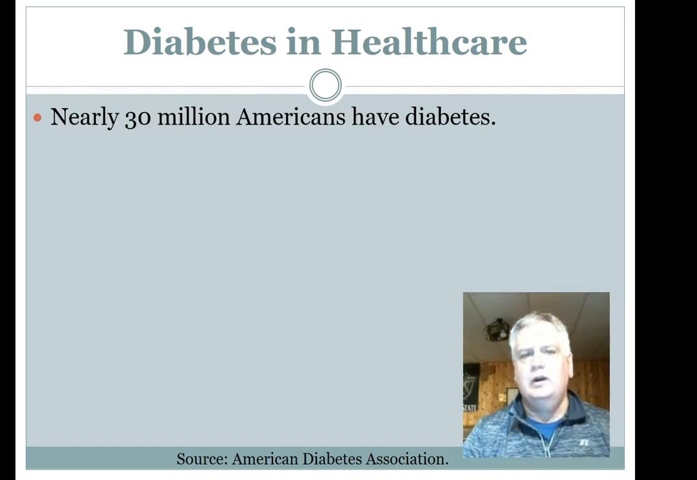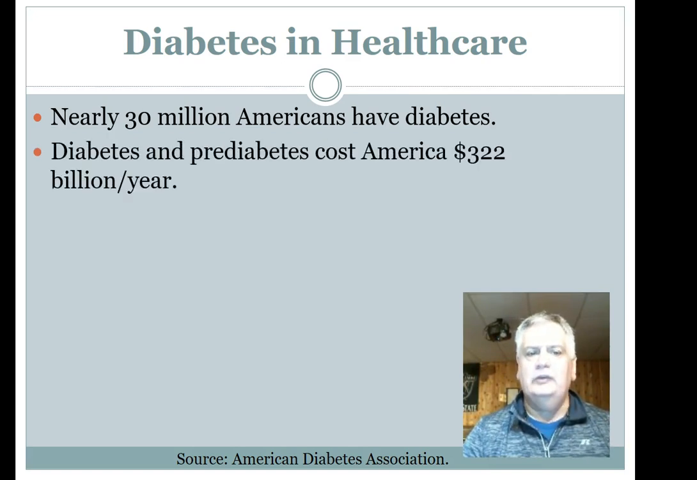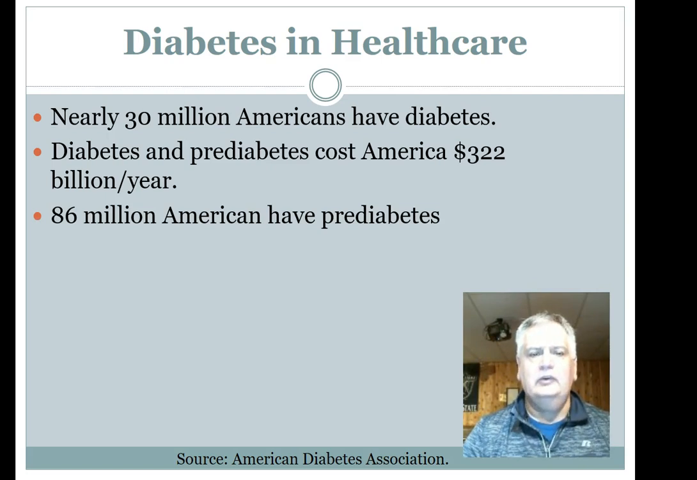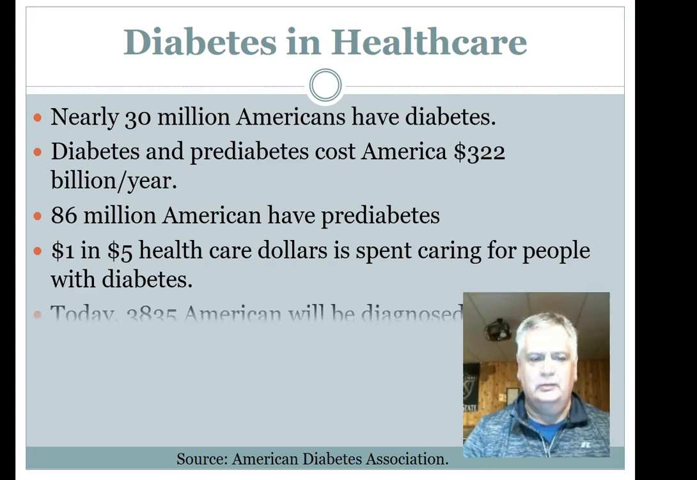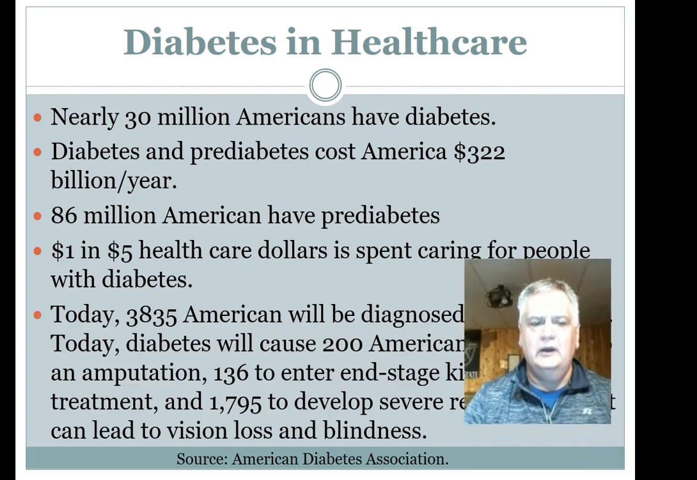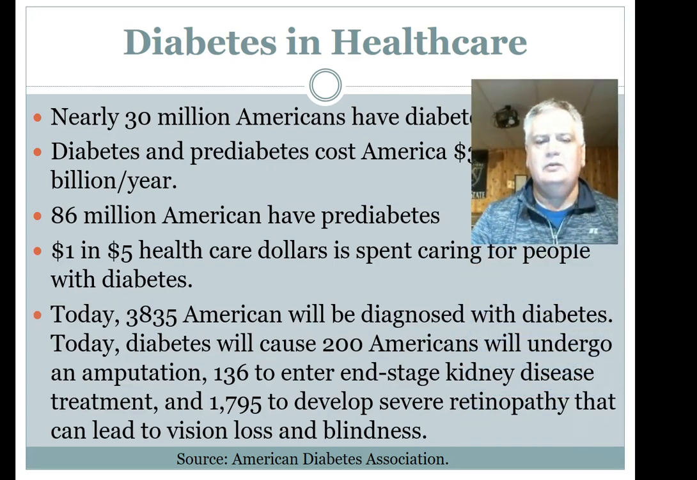Nearly 30 million Americans currently have diabetes. Diabetes and prediabetes cost the American healthcare system about $322 billion per year. 86 million Americans have prediabetes. One in five dollars of health care is spent caring for people with diabetes. And today, 3,835 Americans will be diagnosed with diabetes.